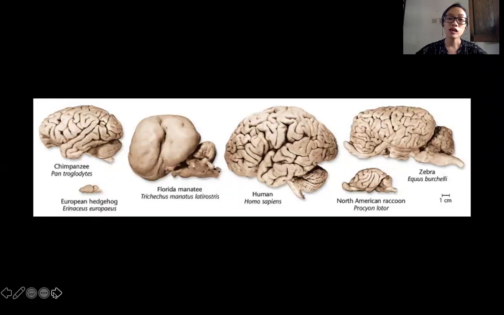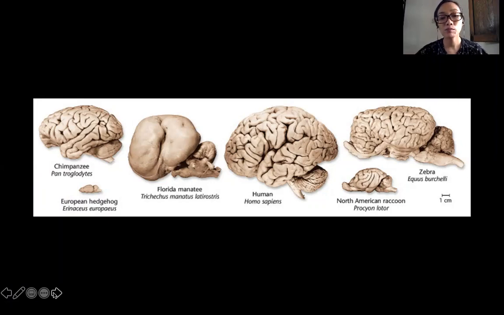For example, if we compare mammalian species, we see differences in the size of the cerebral cortex and the degree of folding, right? And compared to other mammals of comparable size, such as the primates, the monkeys, the apes, and the humans, they have a larger cerebral cortex, and they have more folding as well, and more neurons per unit of volume.